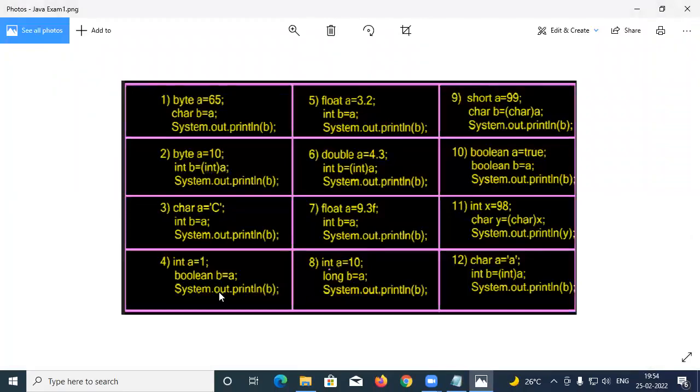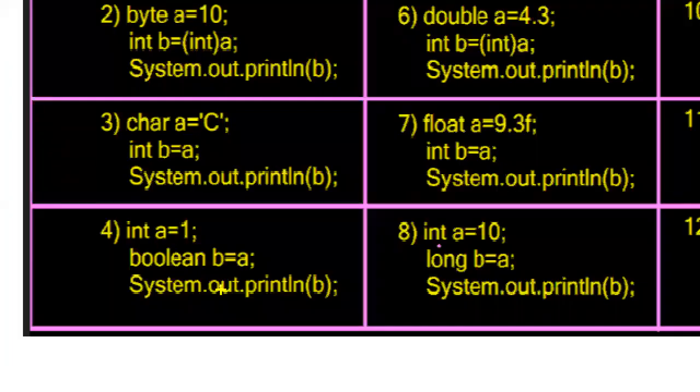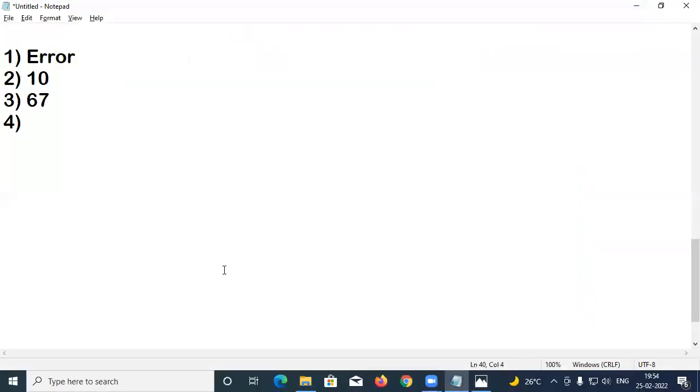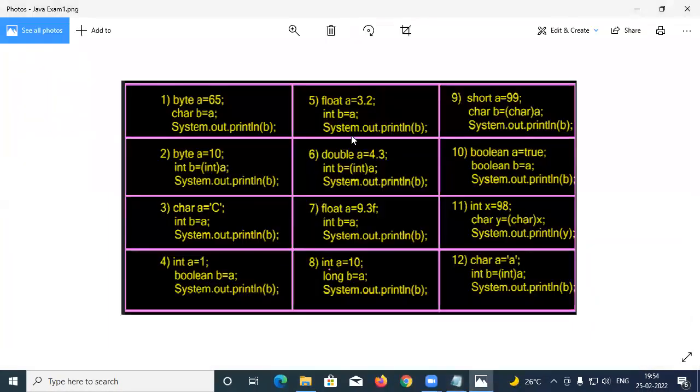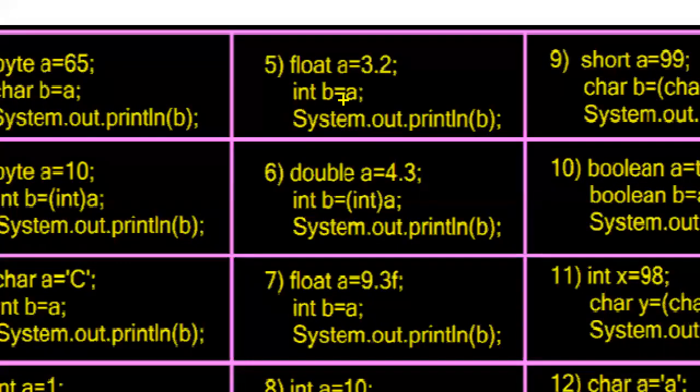Fourth one, int A equal to 1, boolean B equal to A, System.out.println A. It comes under 14 conversion. Integer cannot be converted to boolean. So it's an error. Fourth one, error. Fifth one, why error? Even the first line has an error. Here F is compulsory required. That is one error. Float to integer is also an error. So at last, error only.